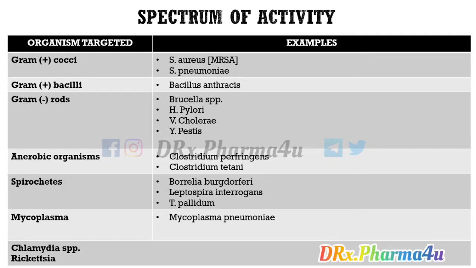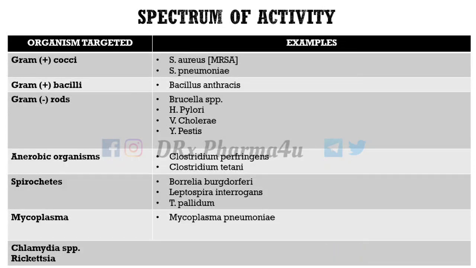It is also effective against anaerobic organisms. Anaerobic organisms are those which function even in the absence of oxygen. So, for example, Clostridium perfringens is usually responsible for gas gangrene. We have three types of gangrene: dry gangrene, wet gangrene, and gas gangrene. So Clostridium perfringens usually causes gas gangrene. In that condition, we may give tetracyclines.